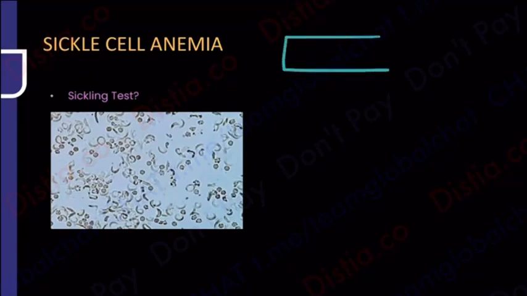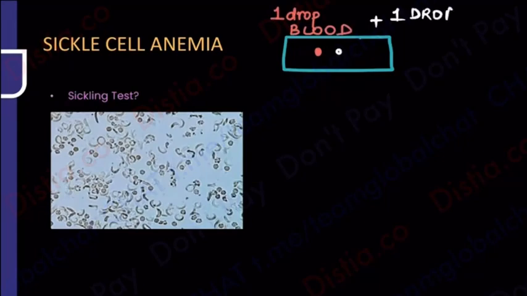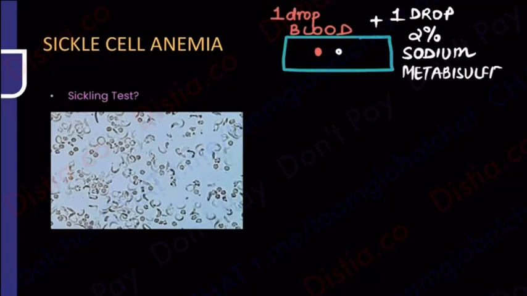So when I'm talking about a sickling test, this is a slide. On that slide you will take 1 drop of blood from the patient, and to that you will be adding 1 drop of something else. And what is that chemical? 2% sodium metabisulfite. This chemical is asked a lot. Either you can use sodium metabisulfite or you can use sodium dithionite. You have to learn both. Either way you use a 2%.